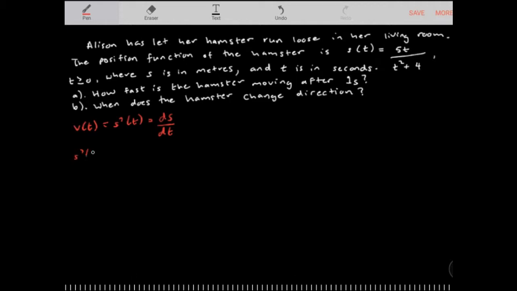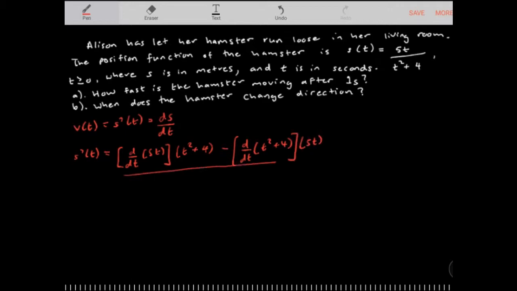So if we're finding the derivative of our position function, I'm going to utilize the quotient rule. So you do d over dt of the numerator, 5t, times the denominator, t squared plus 4, minus the derivative of the denominator, t squared plus 4, times the numerator, which is 5t. And then we're going to divide this by t squared plus 4, squared. So we square the denominator afterwards.